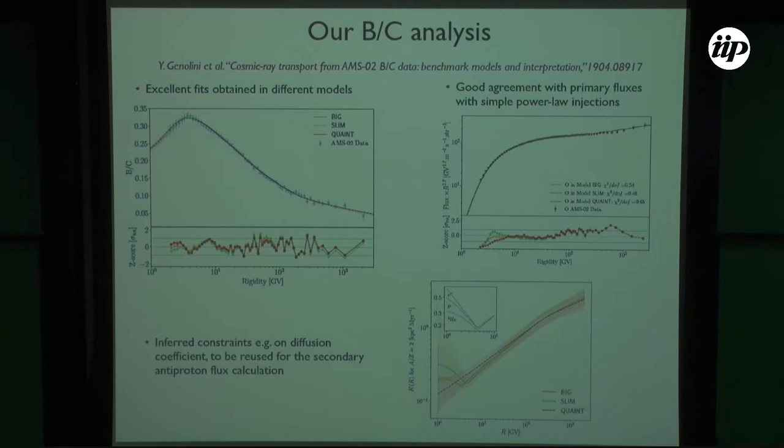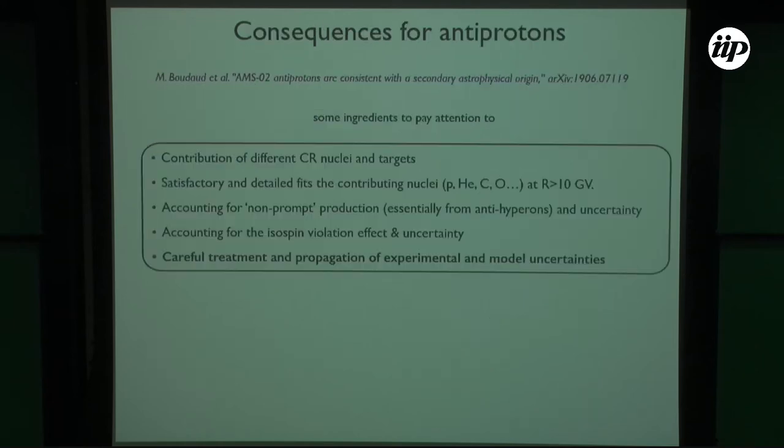And we end up with a diffusion coefficient versus rigidity, which is quite well constrained at high rigidities. At low rigidities, there is a lot of dependence on all these other terms which I've been ignoring, convection, velocity, reacceleration, etc., etc. But that's fine. Antiprotons are only produced above a threshold of 7 GeV, so it doesn't really matter a lot to this, okay? So let's move to the flux of antiprotons.